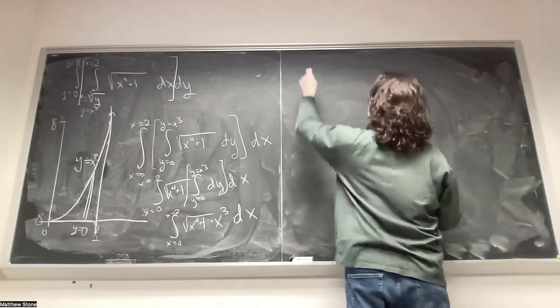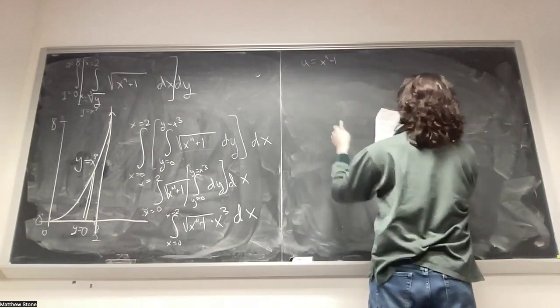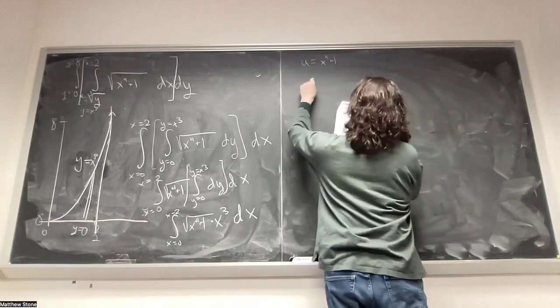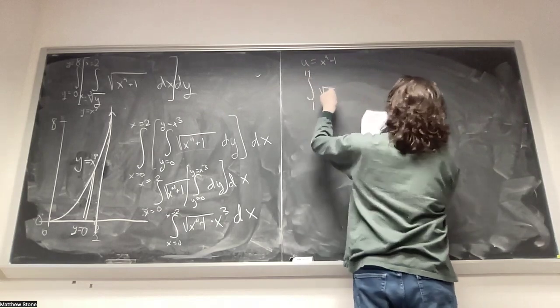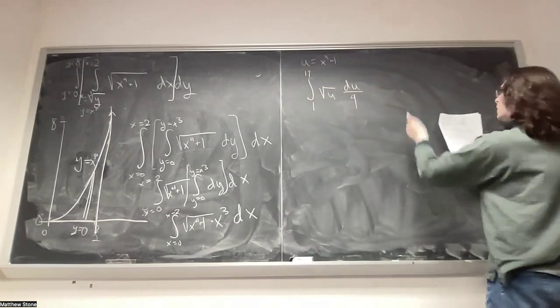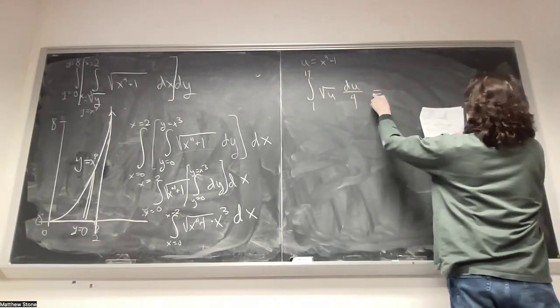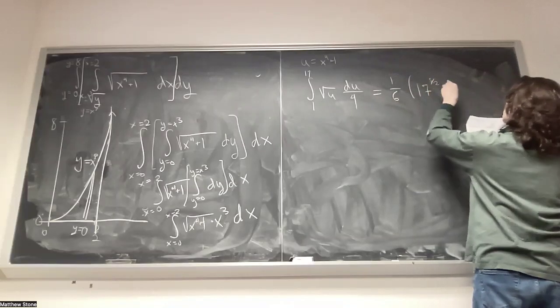And so we'd be able to convert using u equals x to the fourth plus 1 into getting the integral from 1 to 17 of the square root of u du over 4. Computing this, we would then get 1/6 times 17 to the 3/2 minus 1.